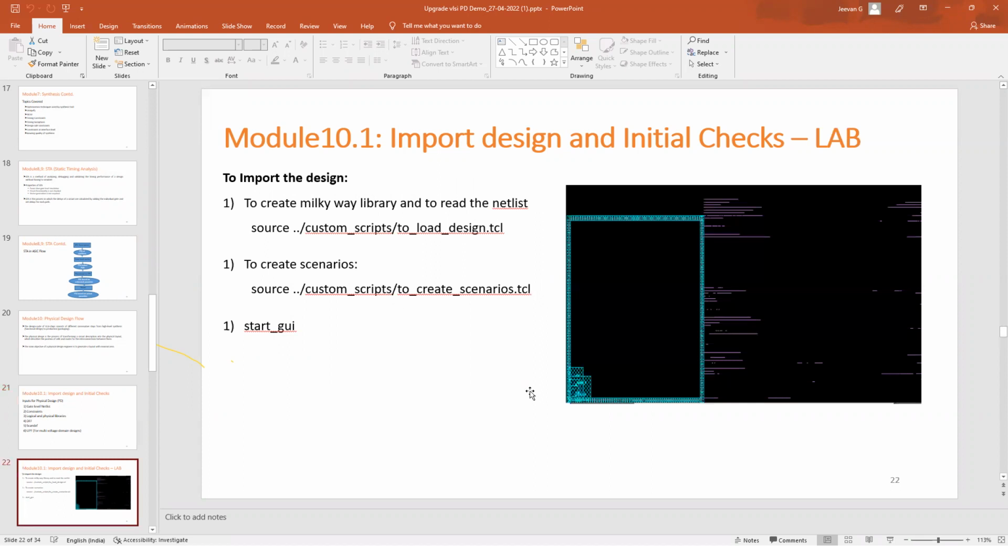This is how your first stage output will look. These boxes are called macros, these stripes are called IO pads, and these purple colored dots are standard cells. You need to place all these things based on the communication between these three: macros, IO pads, and standard cells, and arrange all of them inside this core area. The space inside this box is called the core area. This is what the output of your import design will look like, and you're going to perform this in the lab sessions.